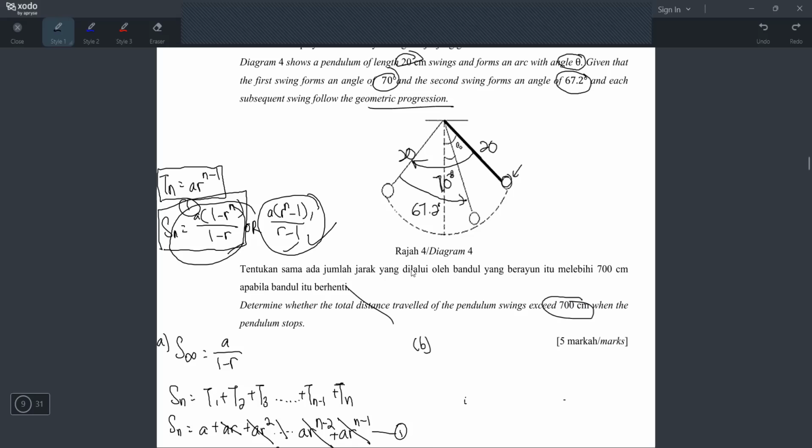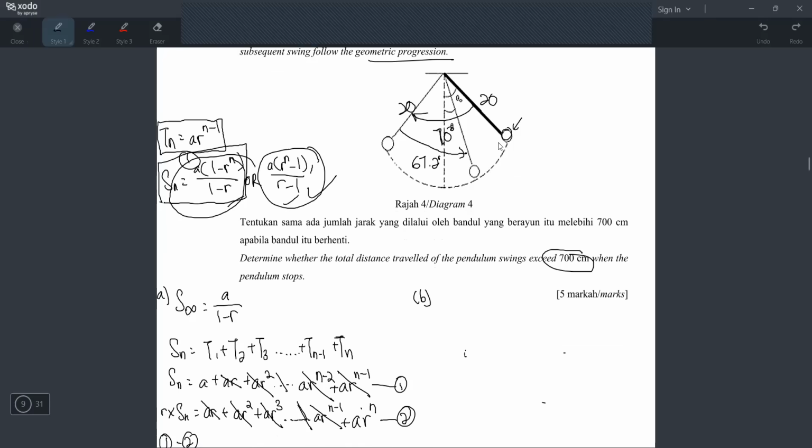Okay, I don't want to think about this first. I want to write down the progression first, because the angle can actually form a progression. The angle for the first swing is 70 degrees, and then it goes from 70 to 67.2, and it can actually form a geometric progression here. What would be the A? It will be 70, right? And it will be geometric, so there will be an R. So to get the R, take T2 divided by T1. So what is 67.2 divided by 70? You will end up with 0.96. Yeah, 0.96. So the R here is 0.96.